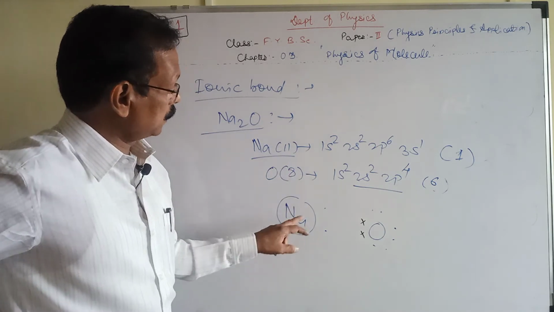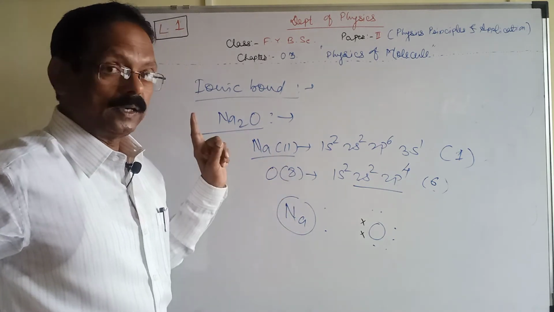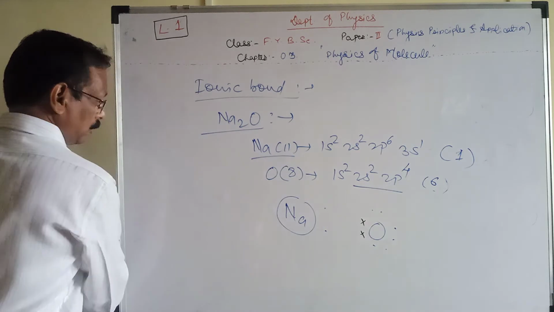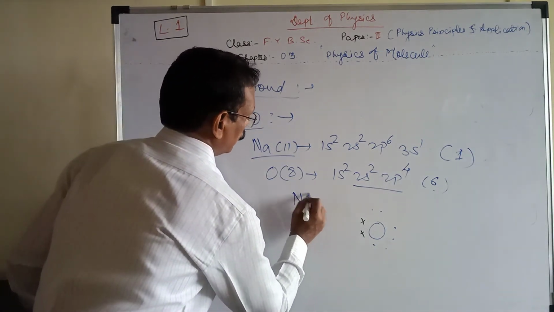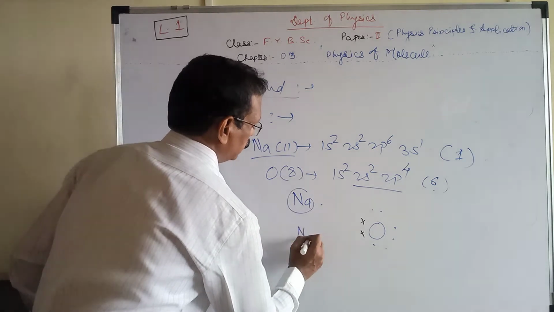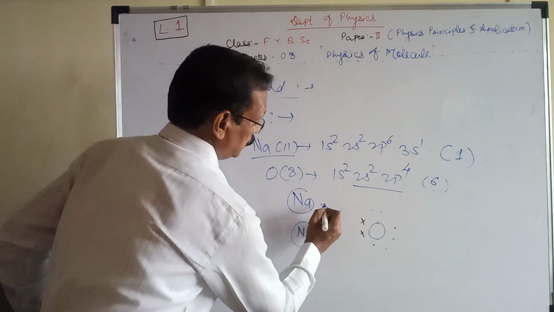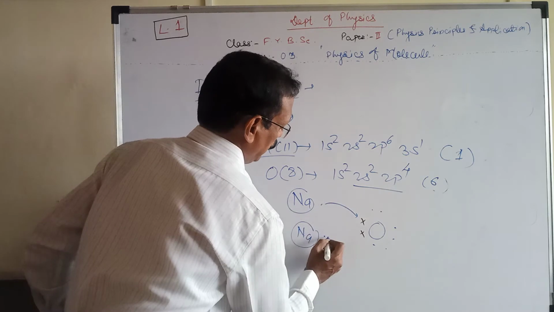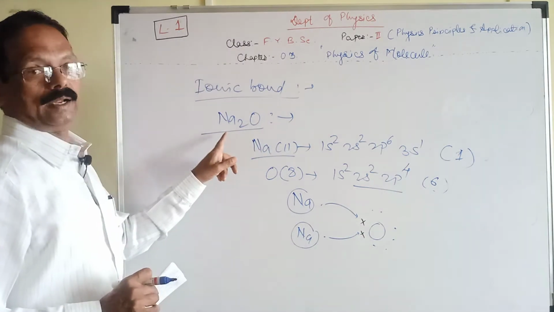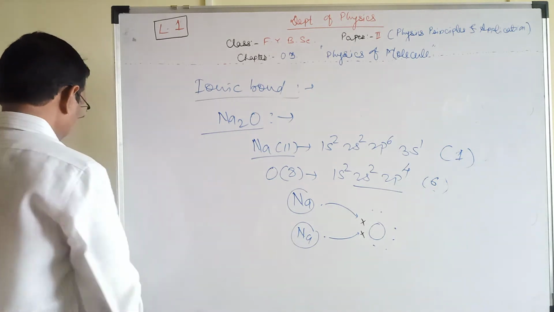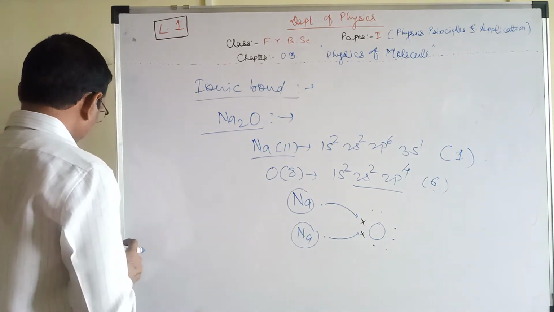And in the case of Na, there is 1 electron in the outermost orbit. This is Na, 1 electron, and this is Na, 1 electron here. So this sodium donates 1 electron to this oxygen, and this sodium donates 1 electron to this oxygen. So in this case it is Na2O. This is the information about the ionic bond.